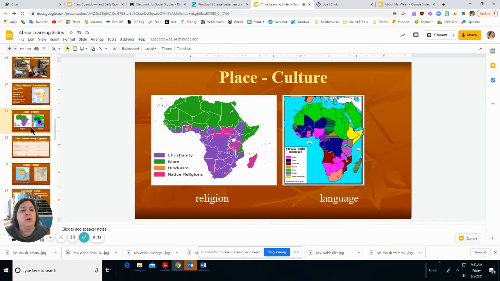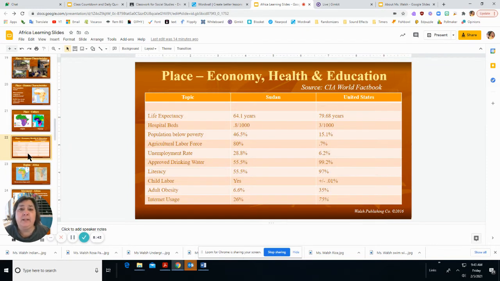When we look at culture, that includes religions and it includes languages. You can see there's many different religions and many different languages in Africa. When we study about a place, we like to study what is life like there? What is the education like? What is the poverty like? What is the access to water like? What is the healthcare like? Do people have access to doctors and medicine?